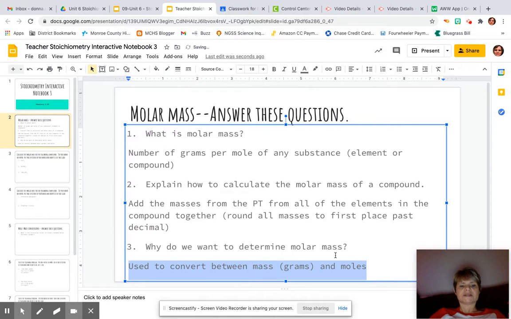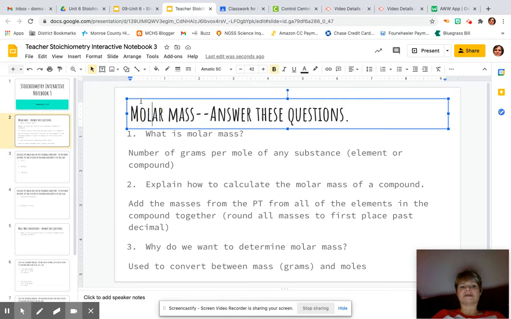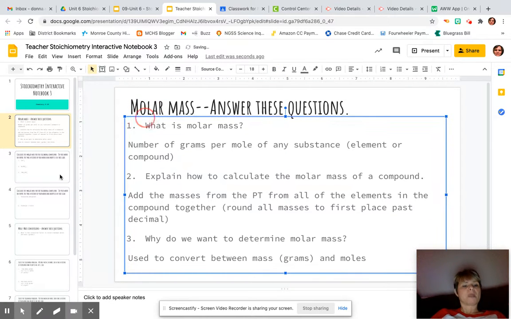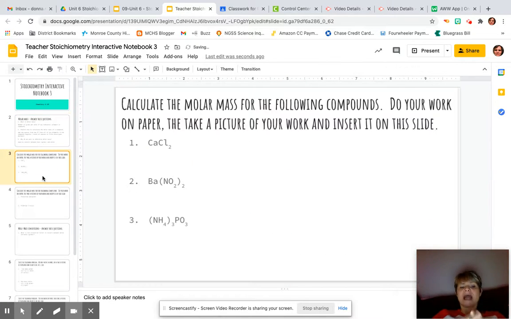Okay, so molar mass is used to convert between mass in grams and moles. And so that's why we're even doing this today, so that we can convert between mass and moles. So what we're going to do now is we're going to practice calculating molar mass. And you guys, I have 3 problems here for you to do this. I'm not going to do these 3. You're going to do them yourself. I'm going to do 2 or 3 other examples.